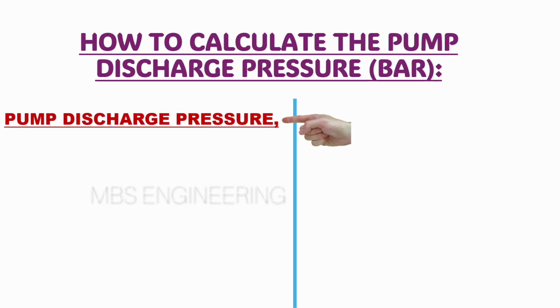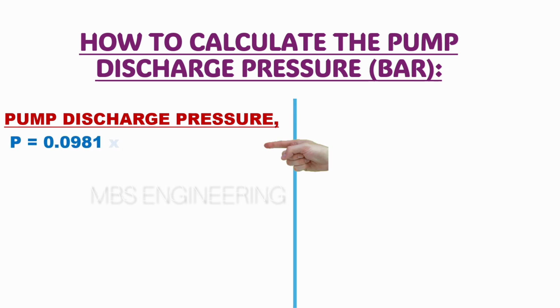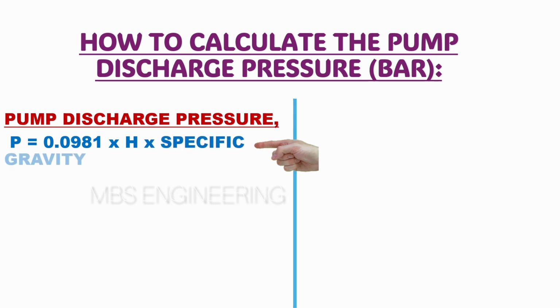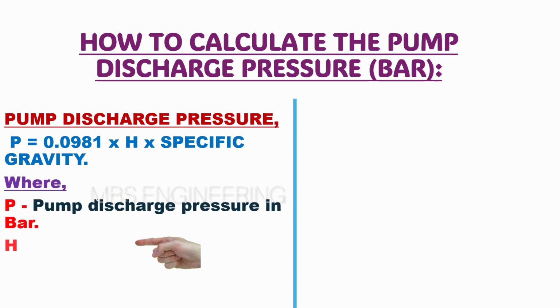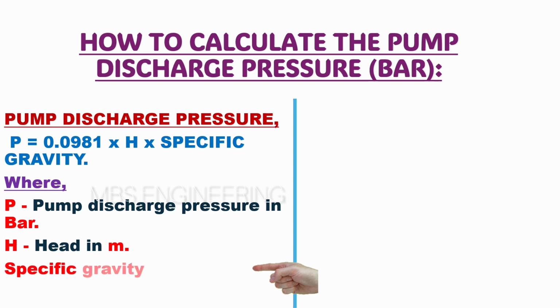The formula used to calculate the pump discharge pressure is P = 0.0981 × H × specific gravity, where P is the pump discharge pressure in bar, H is the head in meters, and the specific gravity for water is 1.